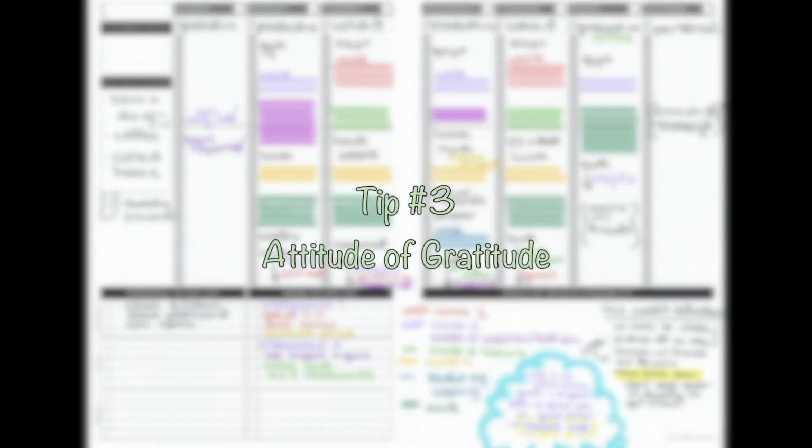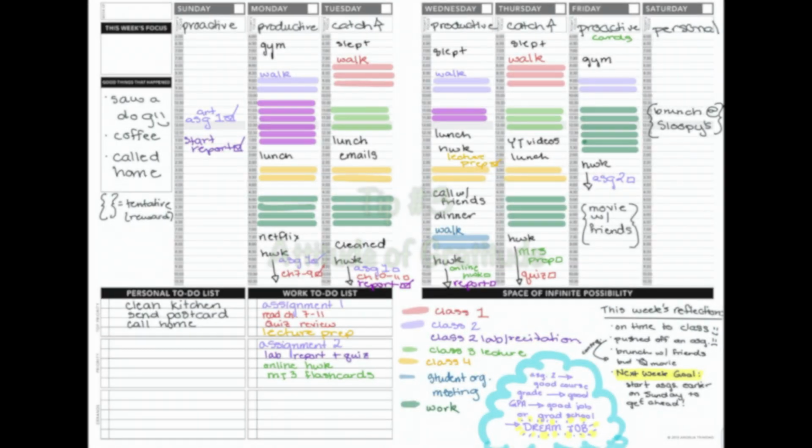Tip number 3, attitude of gratitude. In the Passion Planner, in the top left corner of a weekly spread, there's a spot where you can write good things that happened. We highly recommend that you do this because studies show that writing things that you're grateful for down throughout a week or a month is actually really good for maintaining a positive mindset. So the basic level tip here is to write good things down after they happen.